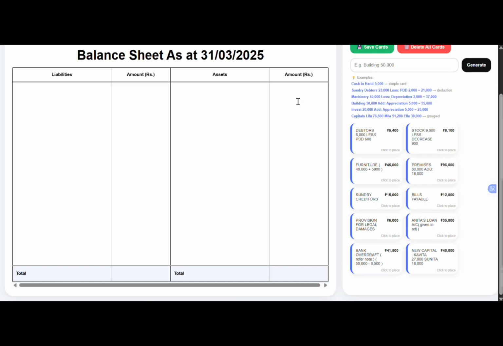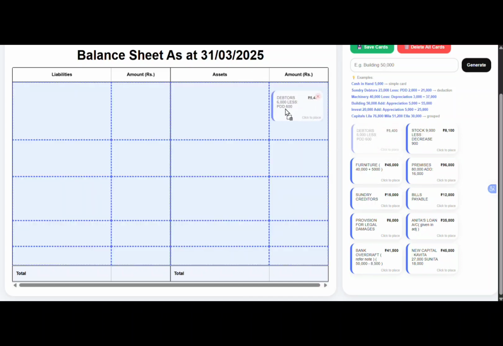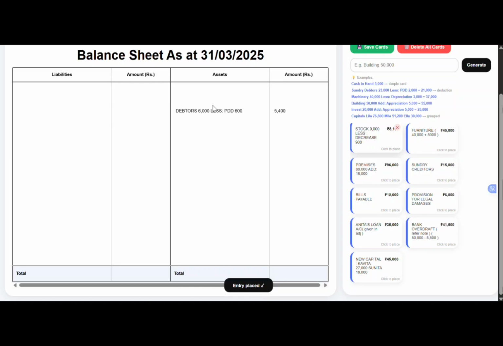So now let us prepare the balance sheet after the partners' capital account. Here, first we'll complete all the entries on the asset side. As per the old balance sheet given to us, we will go in that same order. So first we have debtors, but we have a new PDD. So we are going to record it on the asset side with the new PDD adjustment. So debtors 6,000 less the new PDD 600, which will be 5,400 on the asset side. After debtors, we have the stock.